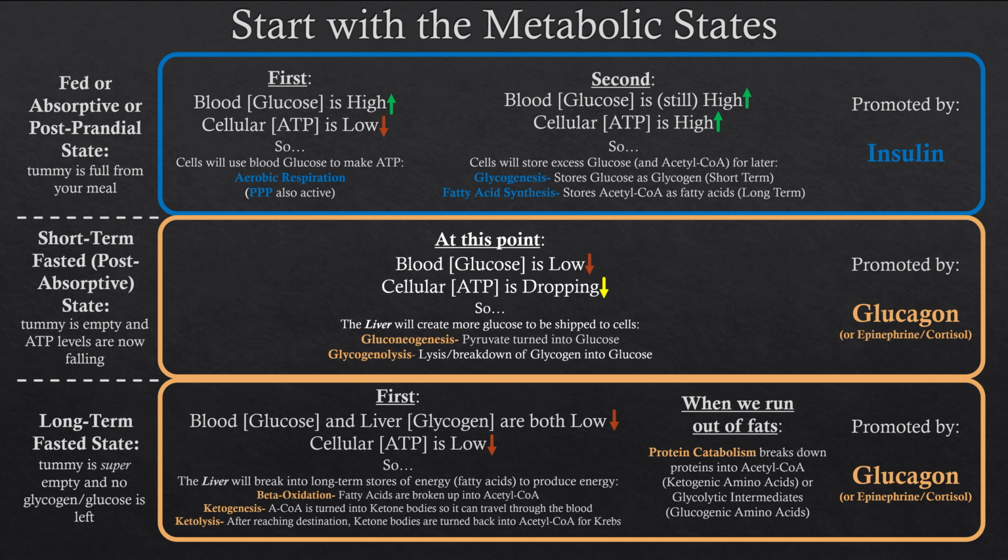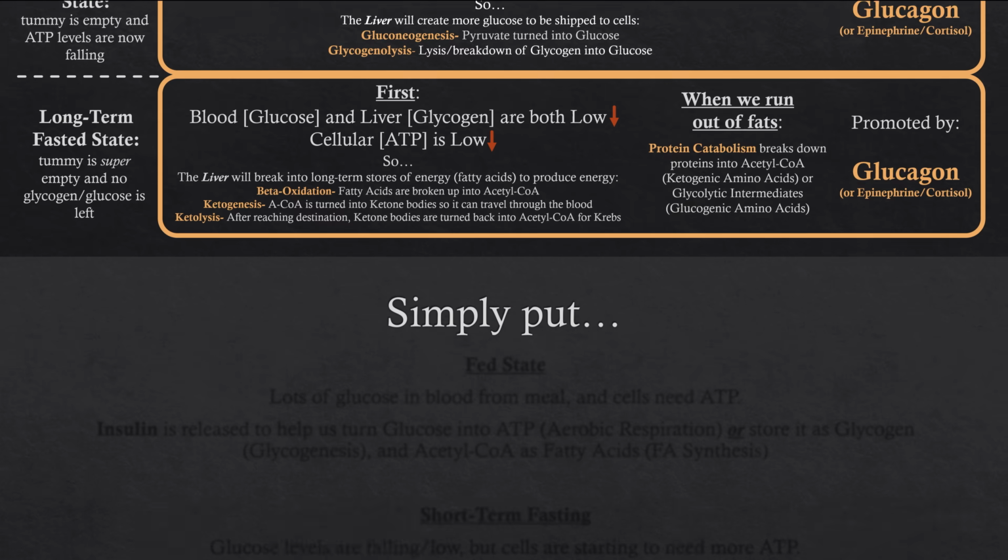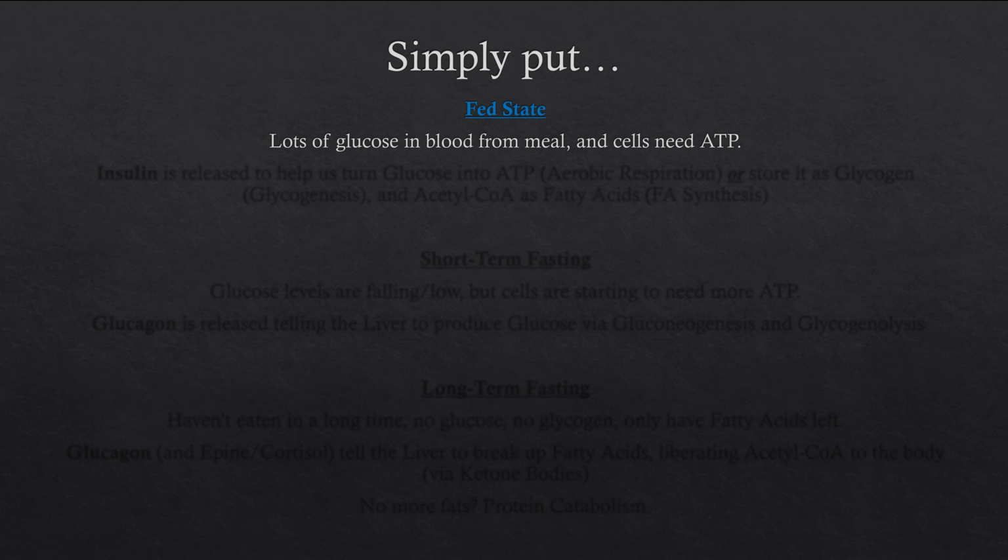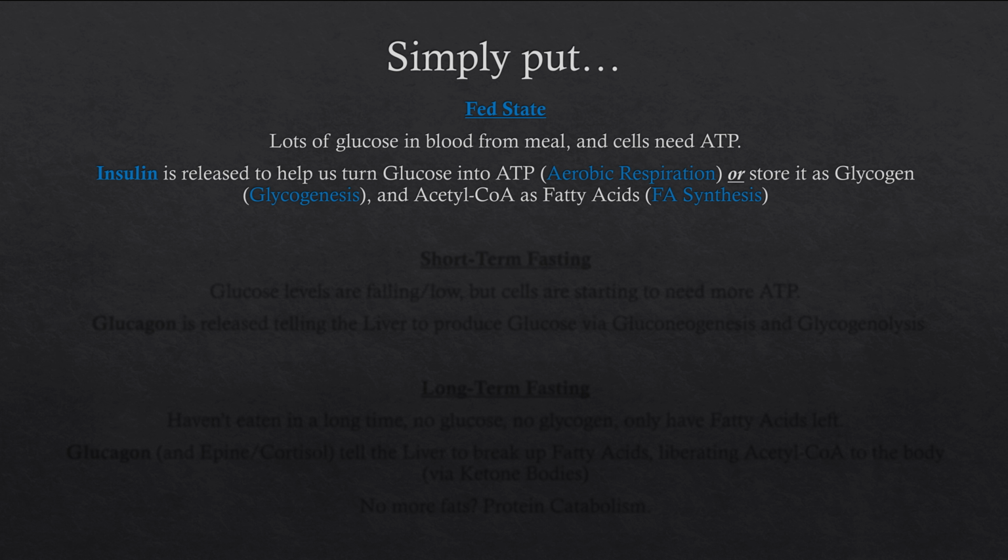This is the first way that I'm going to reorganize the information in your brain rather than just knowing here's what glycolysis is and here's what the PDC is. So simply put, in the fed state, there's going to be lots of glucose in your blood from your meal, and our cells need ATP. So at first, insulin is going to be released to help us turn that glucose into ATP. The main process that we're doing that is aerobic respiration. Or if we have glucose left over, we can store it as glycogen in a process called glycogenesis. We have a very similar process for acetyl-CoA that we turn it into fatty acids. That's called fatty acid synthesis. Very lazily and thankfully so named.